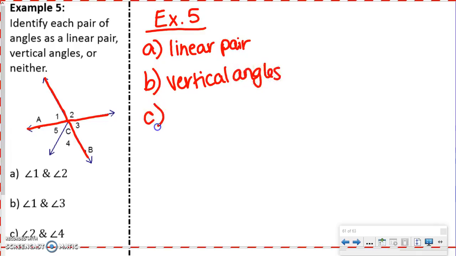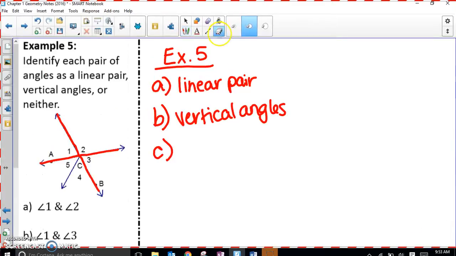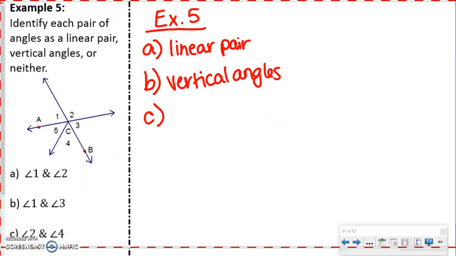Okay. And then C, we've got different angles here. We've got angle 2, right here, and angle 4, which is right here. So notice that's not a linear pair because we're looking at angle 2 and angle 4 here. And it's not vertical angles because you don't have two intersecting lines. You would have to actually have this line going this way and it's broken that way. So this is a neither. Okay.